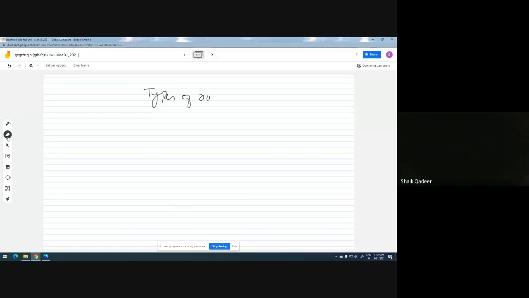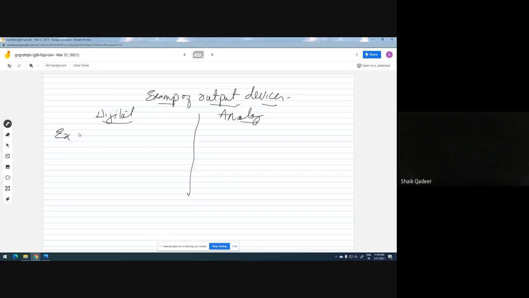Now, let us see the examples of output devices. Digital is here. Analog is there. Okay. Chaliye bataiye. First example of digital output device. Dimag ko khangaliye aur boliye. Relay, sir. Correct. Very good. Relay is an example of digital output device. Kaisa bolenge aap? Relay is an example of digital output device.